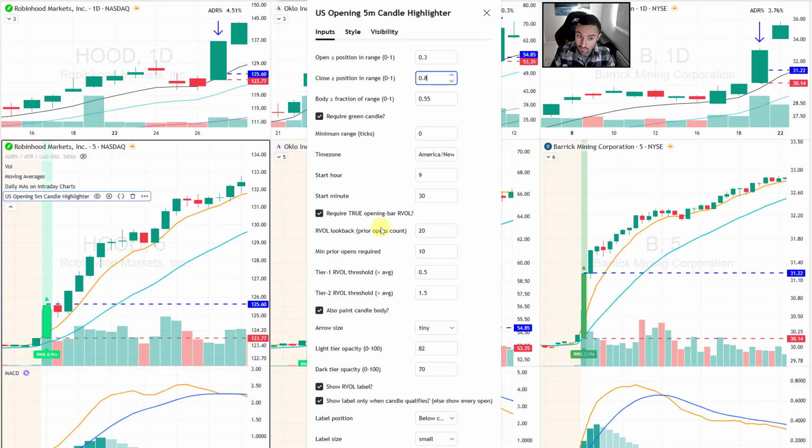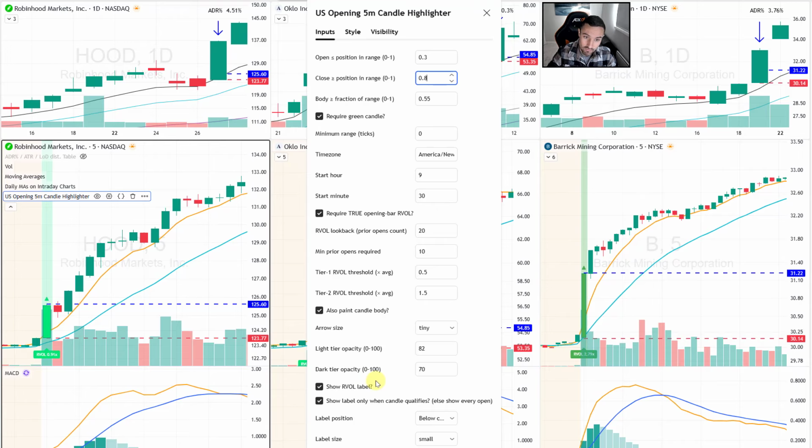Okay, you can change the RVOL lookback if you want. You can change your color coding as well. So I've got the tier 1 threshold set at 0.5 relative to the 20-day lookback. The tier 2, I've got that set at 1.5. So if the RVOL is greater than 1.5 times that 20-day lookback, you're going to get this darker color coding like you can see with Barrick. If it's less than 1.5 times, you're going to see this lighter color coding like we can see with Robinhood and also Oklo. But you guys can go play around with this.